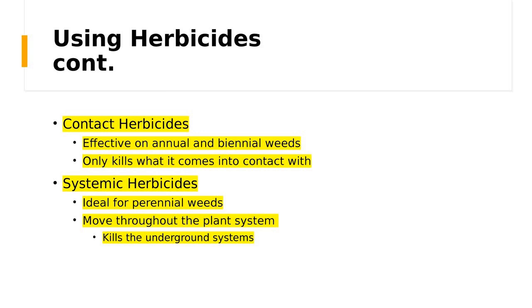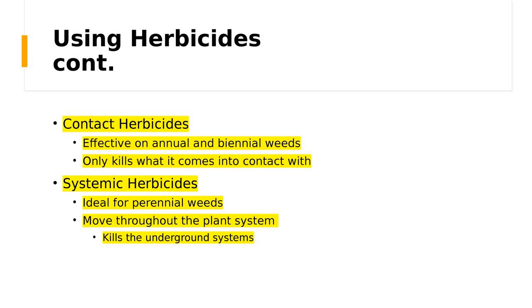Another way to split up herbicides is contact herbicides versus systemic herbicides. Contact herbicides are very effective on annual and biennial weeds. As a note, as it sounds, contact herbicides only kill what they come into contact with, and specifically that part of the plant. You could spray one side of a plant with a contact herbicide, and that side dies, but the other side lives. Now, systemic herbicides will move throughout the whole plant system, right? So you spray a certain area of the plant, it's going to translocate throughout the rest of the plant system and kill it even underground.